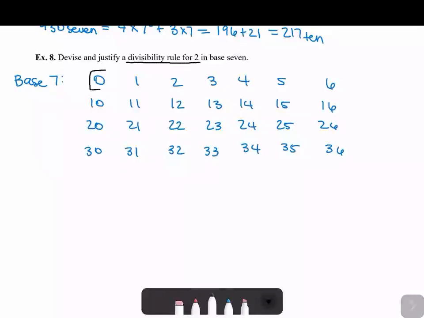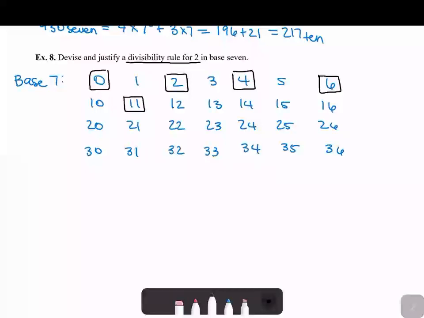So the first ones start off the same: 0, 2, 4, and 6, right? Because these numbers just represent that value. So then 1, 0 represents the value 7, so that is not divisible by 2. 1, 1 represents the value 8, which is divisible by 2.